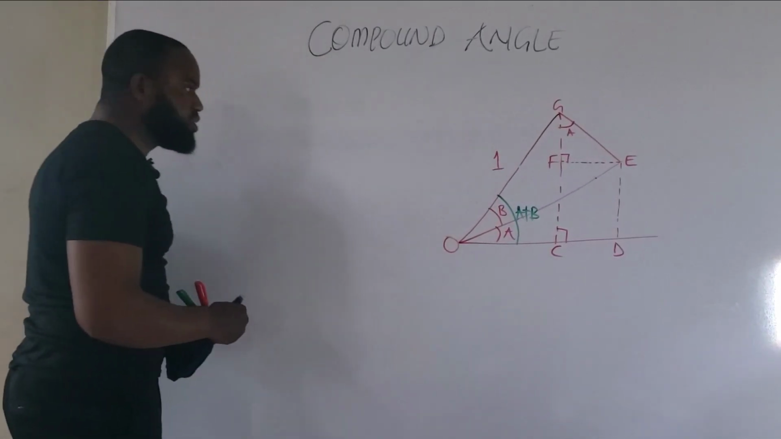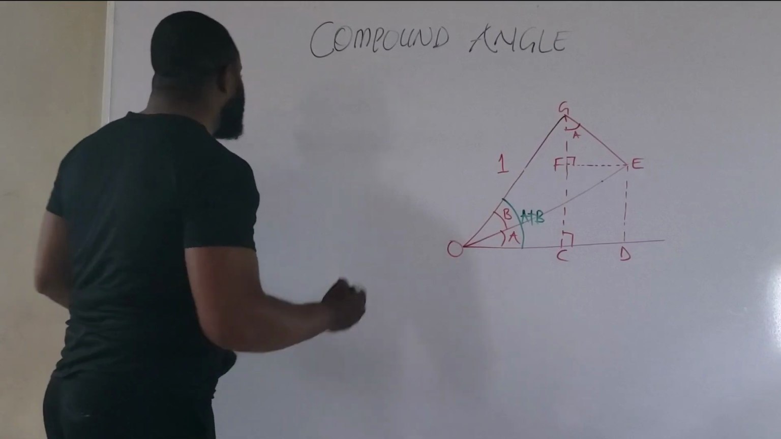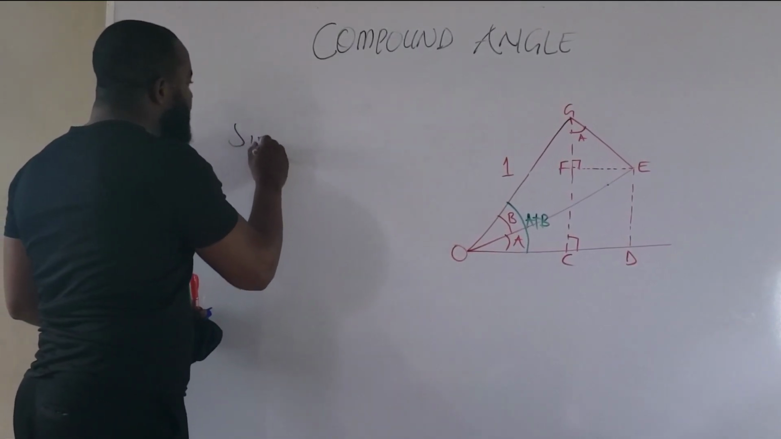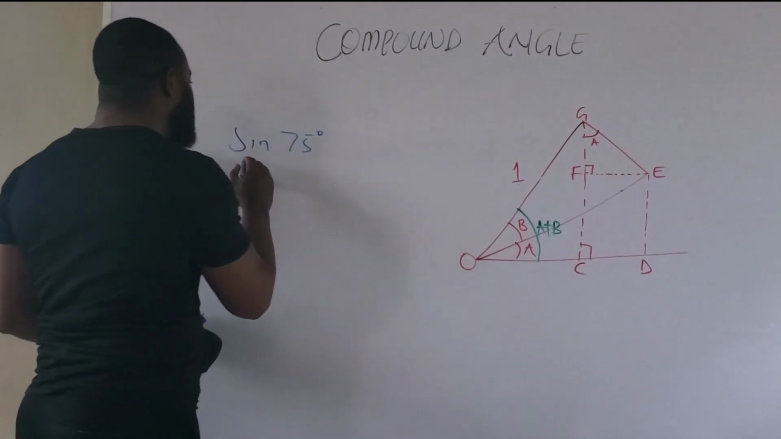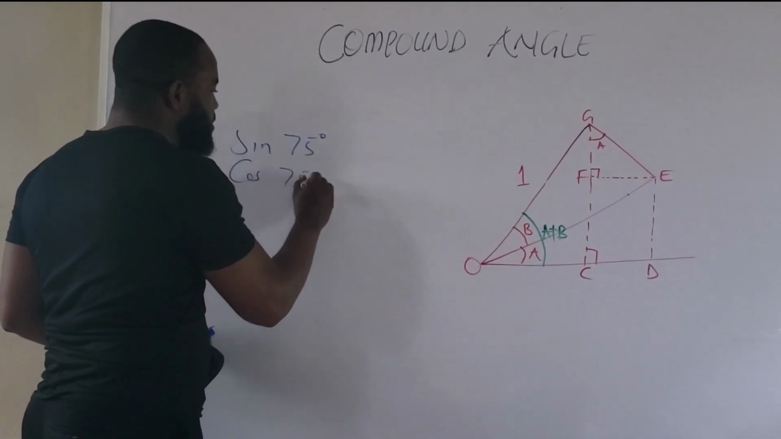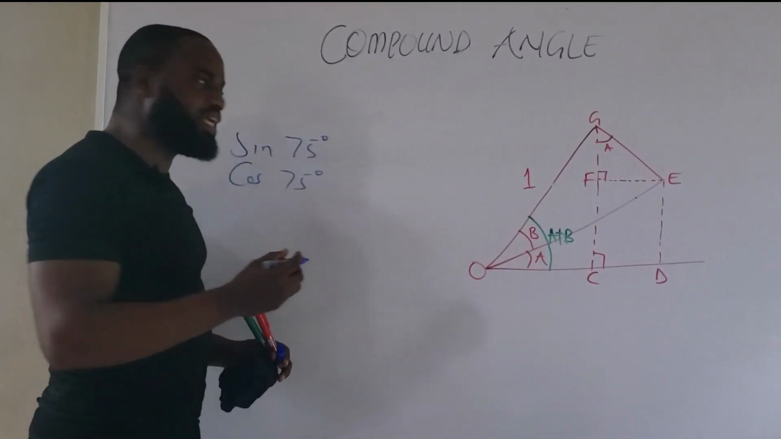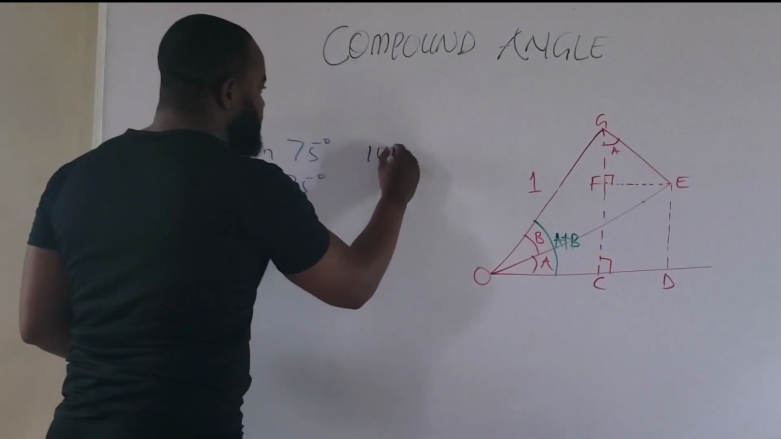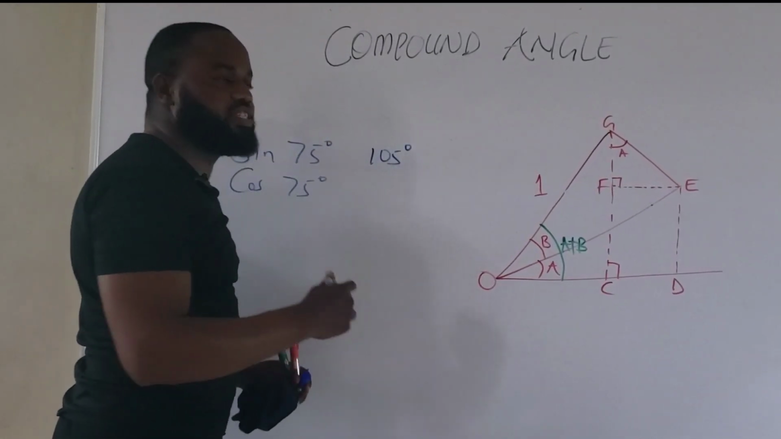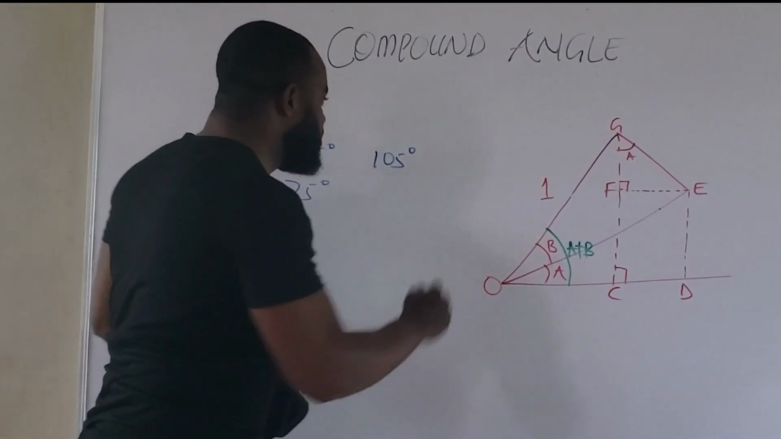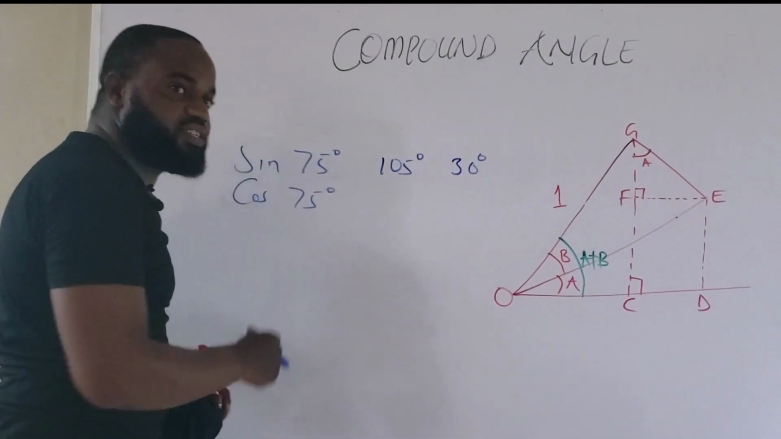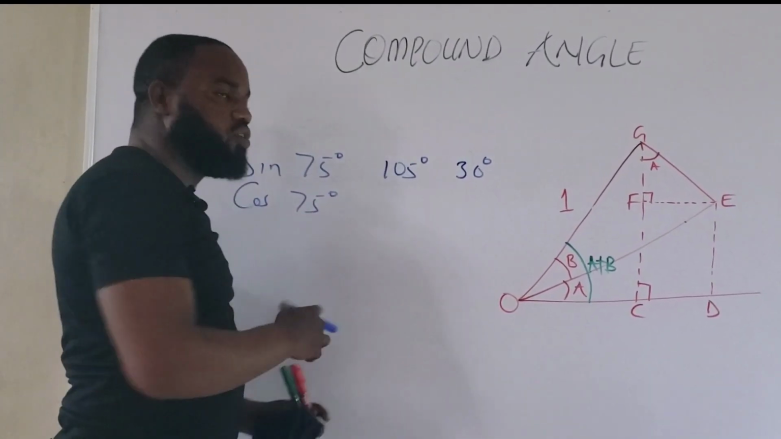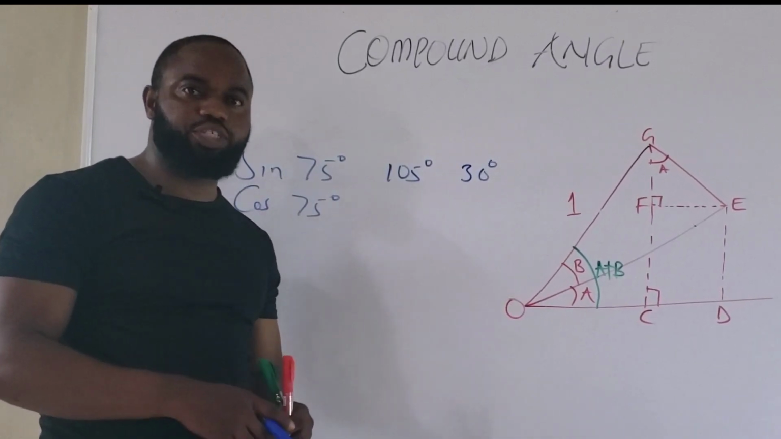Sometimes you deal with compound angles, such as when you have to obtain sine 75 degrees. Or sometimes you have to obtain cos 75 degrees, for example. Or other angles such as 105 degrees, etc. Or 30 degrees. You have to obtain the sine or cosine or tangent, their trigonometric ratio.